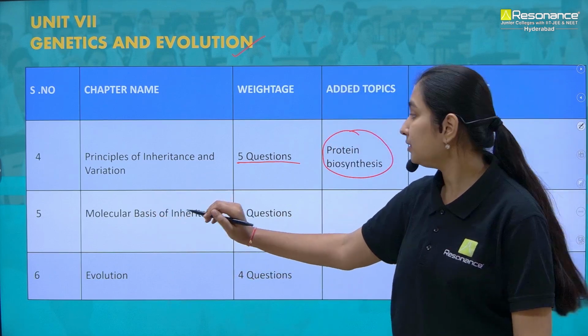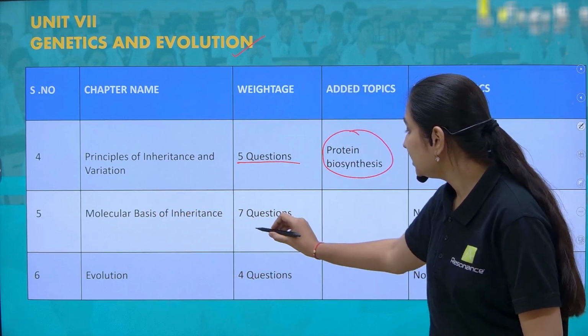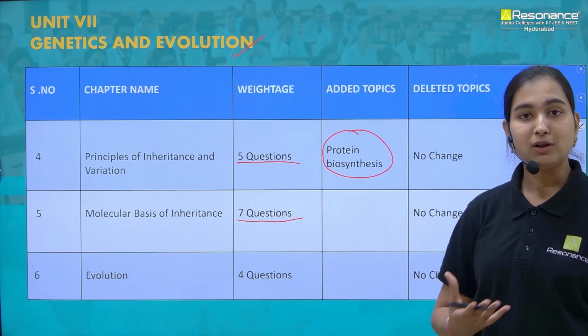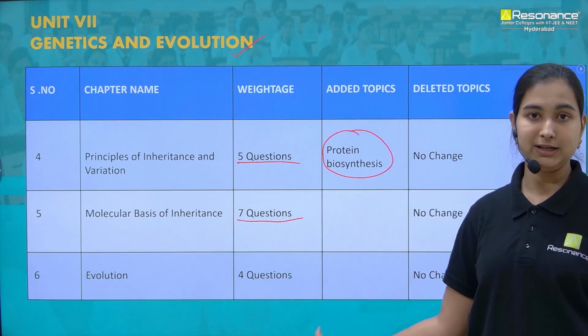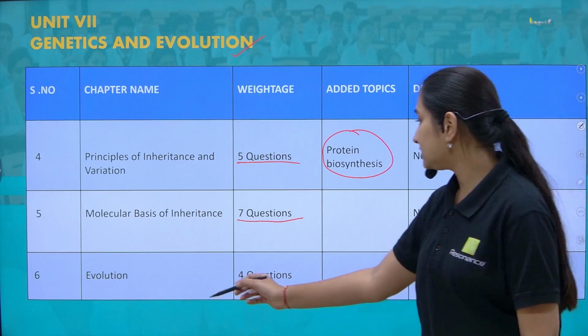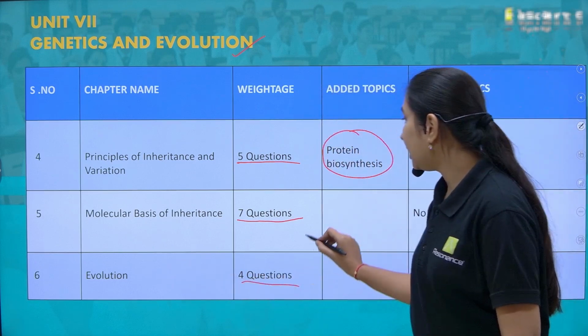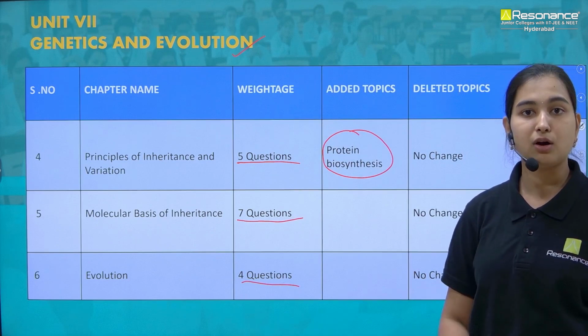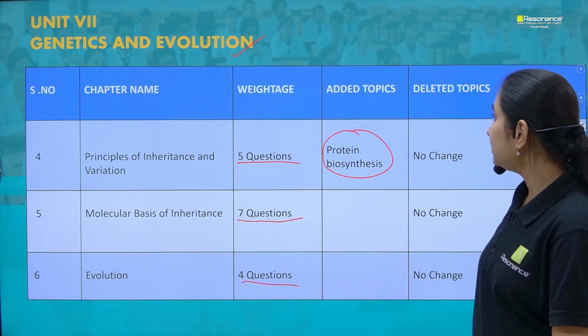Moving to the next chapter, we have molecular basis of inheritance. Here the weightage is 7 questions, and all the aspirants know how important this chapter is. Next we have evolution, the weightage is 4. In these 2 chapters, there is no addition nor deletion of any of the concepts. Now moving to the next unit.